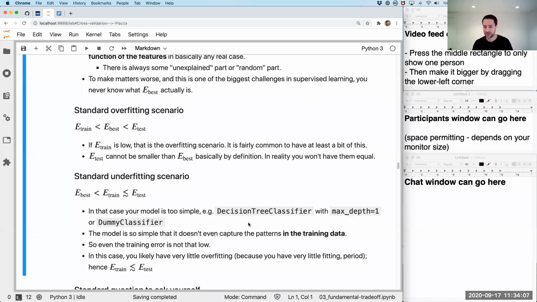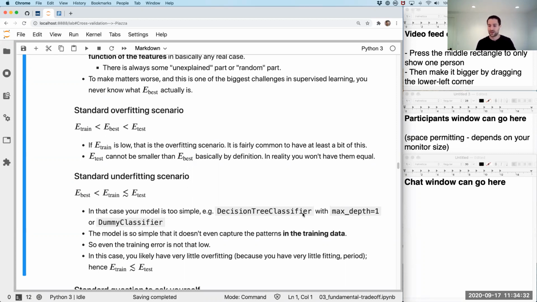Another question, e-test minus e-train is smaller is better. We'll get to that in a second, so just hold on to that. In an underfitting scenario, can e-test be smaller than e-train? It shouldn't be conceptually, but it might be because, again, there's some randomness here in our train test splitting. So you could observe that, but it wouldn't tend to be that on average.